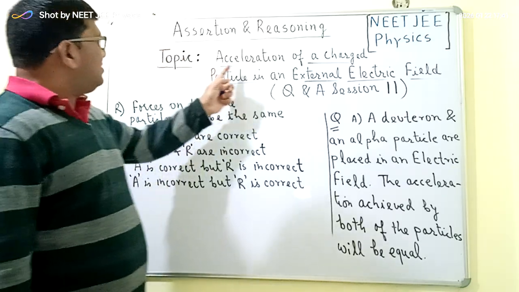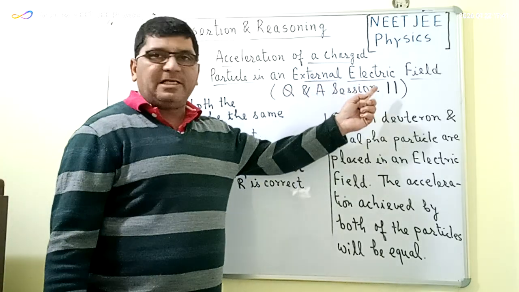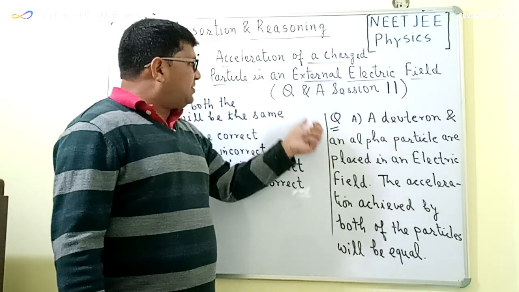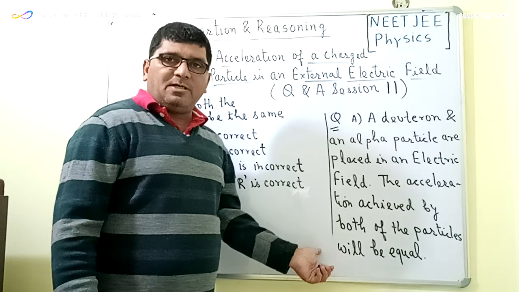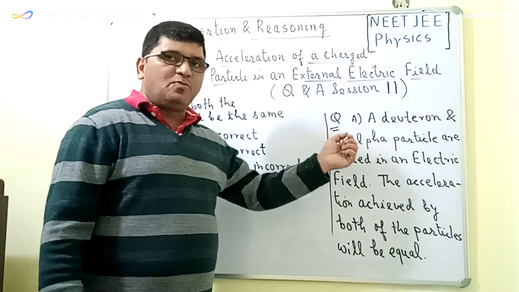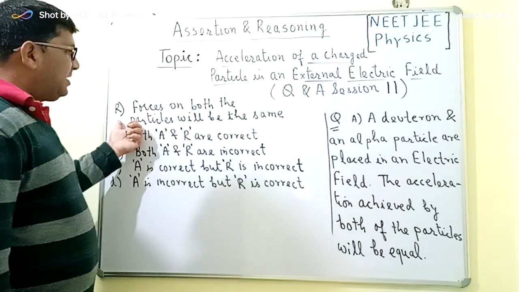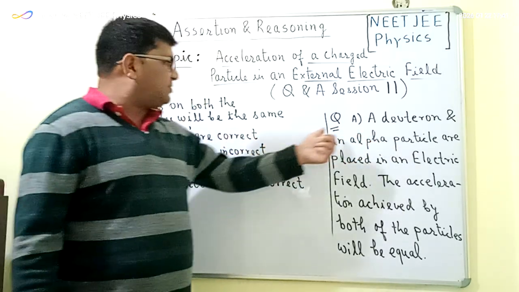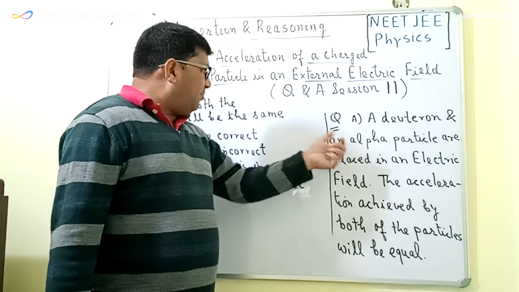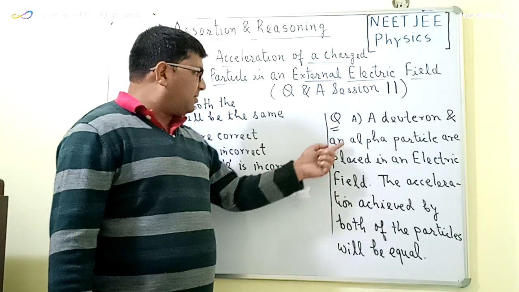The topic is the acceleration of a charged particle in an external electric field. Based on this topic, I have framed one question for this session. This question consists of two parts. The first part is the assertion and the second part is the reasoning. Reasoning is a statement which supports the assertion. Based on these two statements, we have four options here and we have to find the correct option.